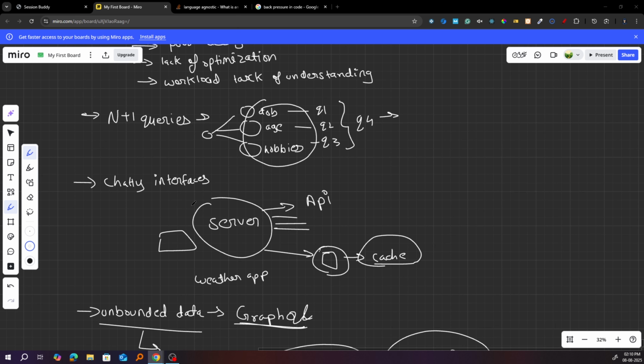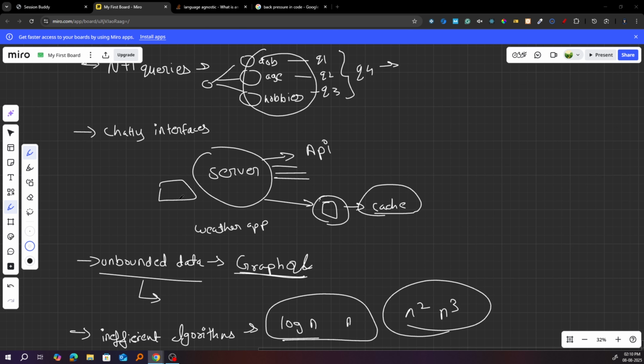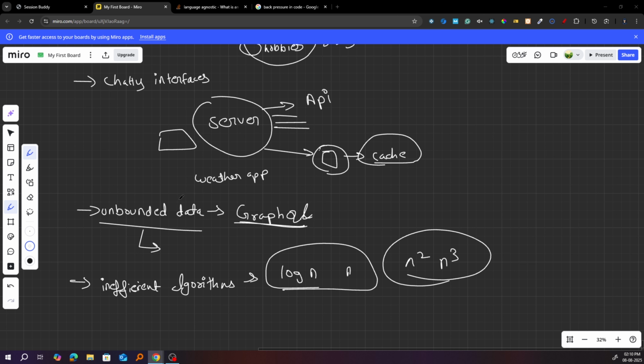First is the N+1 queries. You should be aware of how you should write queries. There shouldn't be multiple queries for a single entry. If you want to retrieve a single entry, there should be a bundle of all the related stuff that you want to query in a single query. Chatty interface: there shouldn't be multiple requests to an external API. One single user request is enough.